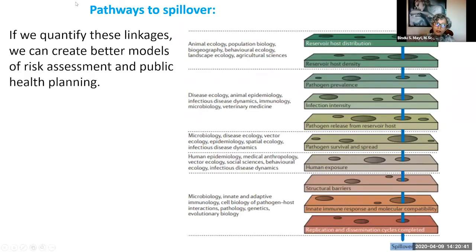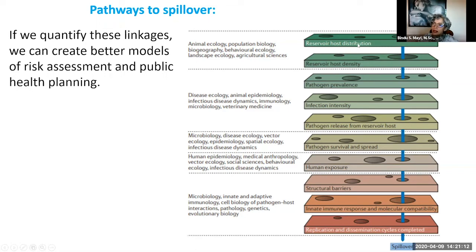As far as how spillover happens, as you can see, there are many layers between the pathogen and the human. So all of these layers have to align properly, right, for the spillover to take place. So even though the potential for spillover exists, it is not as common as we think it is, right? But what's important for us to know is what these barriers are, such as pathogen prevalence and reservoir host distribution.